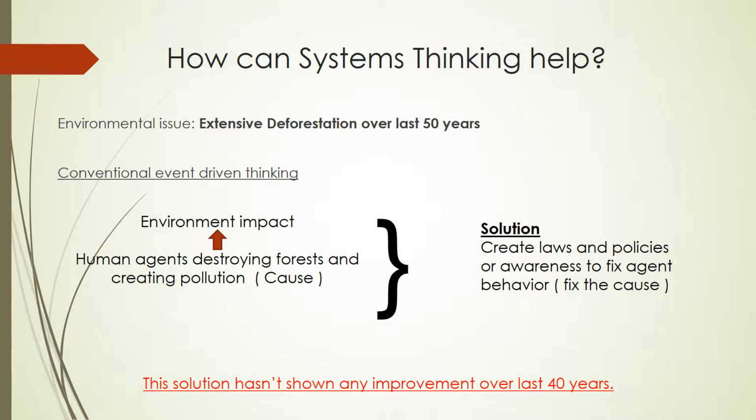There has been extensive deforestation over the last 50 years. What conventional thinking has done is provide us direct causes. We have been believing that human agents are destroying the forest and creating pollution, and hence creating the worst environmental impact so far possible. So far, we have been devising solutions that say let's create laws and policies or awareness to fix the agent behavior. Unfortunately, this has not led to any better solution.